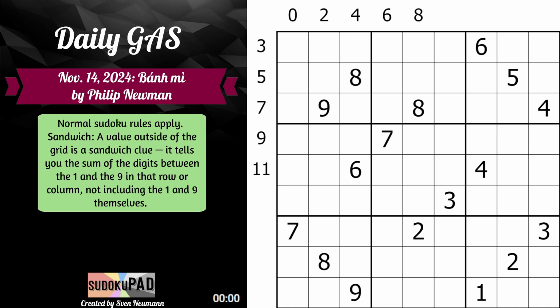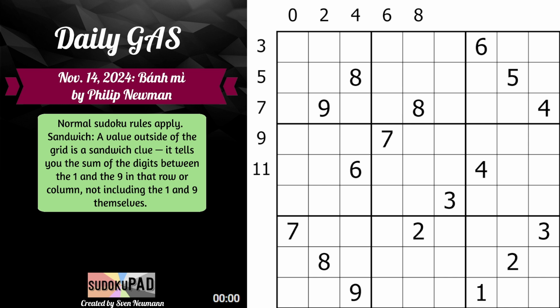Normal Sudoku rules apply. Sandwich, a value outside of the grid, is a sandwich clue. It tells you the sum of the digits between the 1 and the 9 in that row or column, not including the 1 and 9 themselves. So, what does that mean?